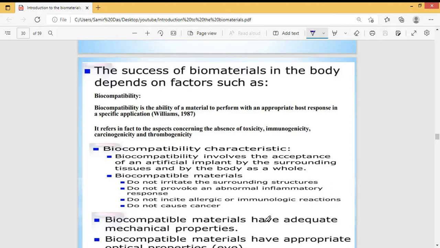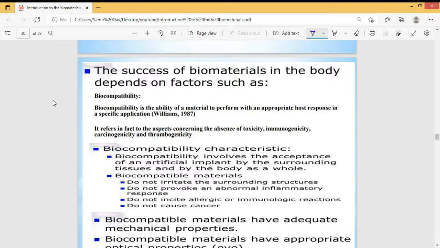So previously we have discussed the advanced application, advantage and disadvantage of the biomaterials based on their classification. So today we will discuss the factors on which the success of biomaterials depends after implantation. So the first and prime factor which determines the success of the biomaterials, or the factor on which the host response depends, is the biocompatibility.